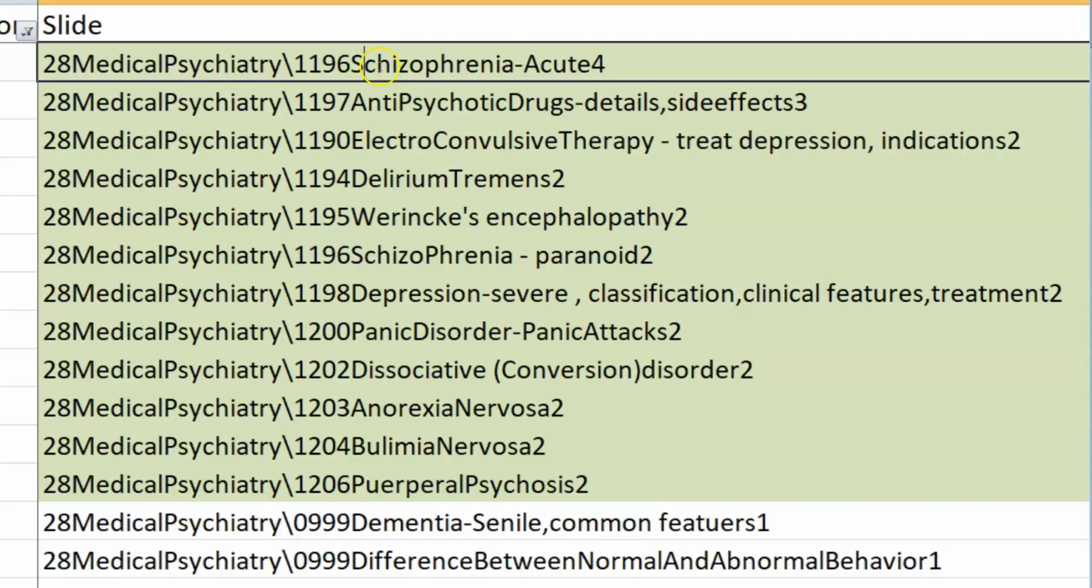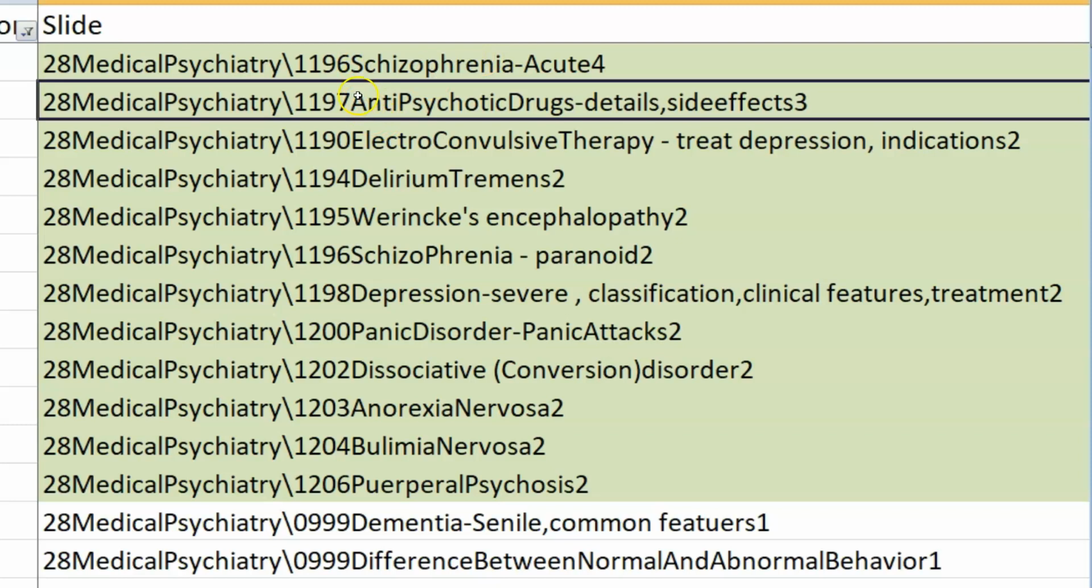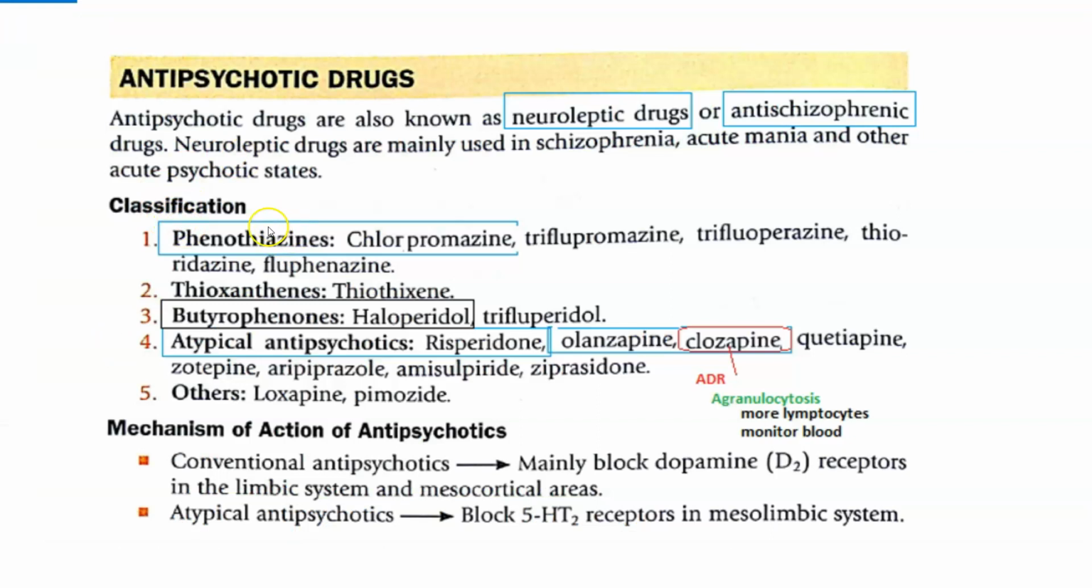So that's overall about schizophrenia. You should know about antipsychotic drugs, very important. So antipsychotic drugs classification from your pharmacology. You have phenothiazines like chlorpromazine. Then you should know about haloperidol. Then atypical, you should know about risperidone, olanzapine, clozapine. Please remember these. This is what they said they will give, right? Risperidone, olanzapine, clozapine.